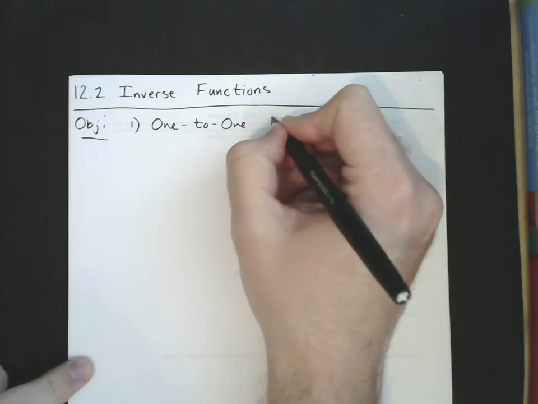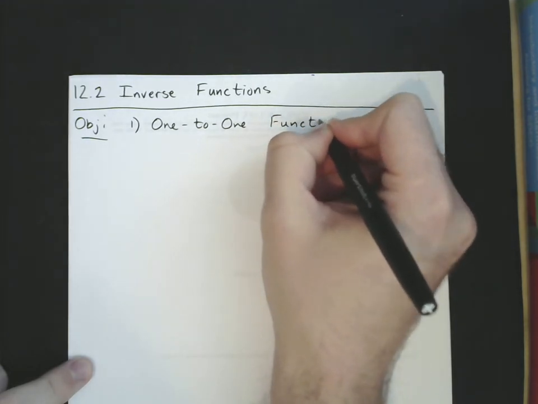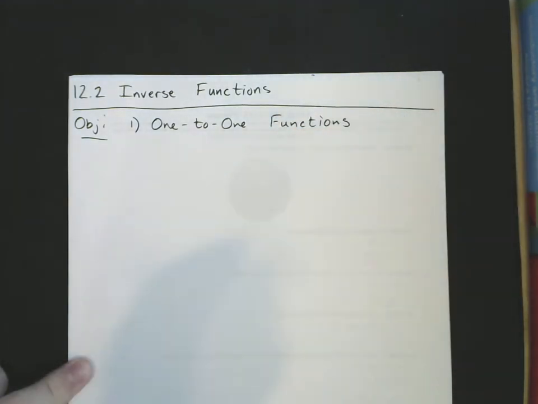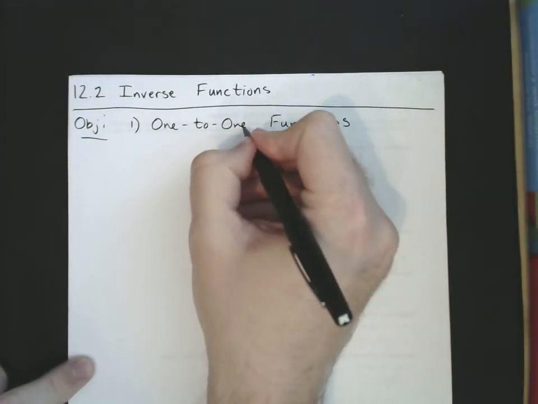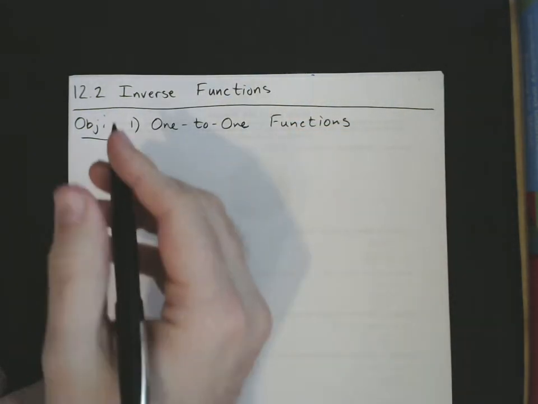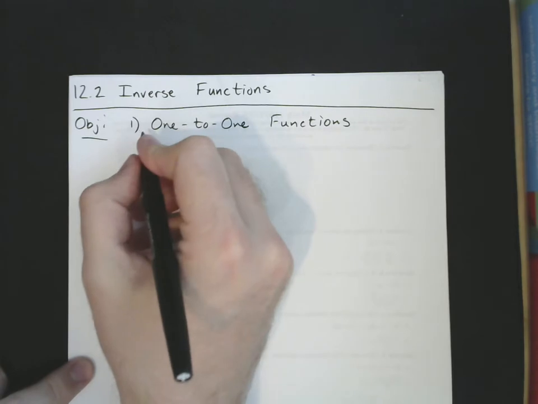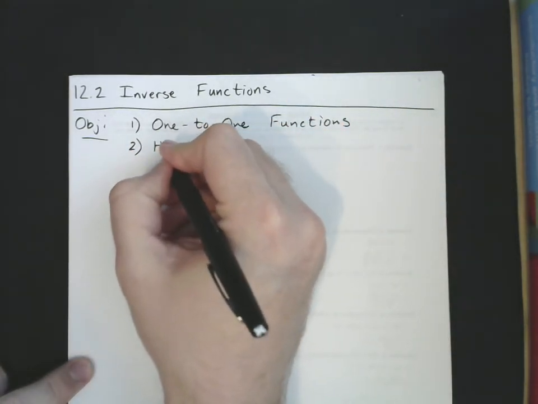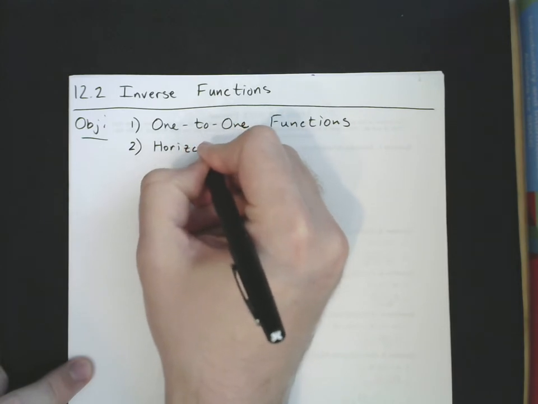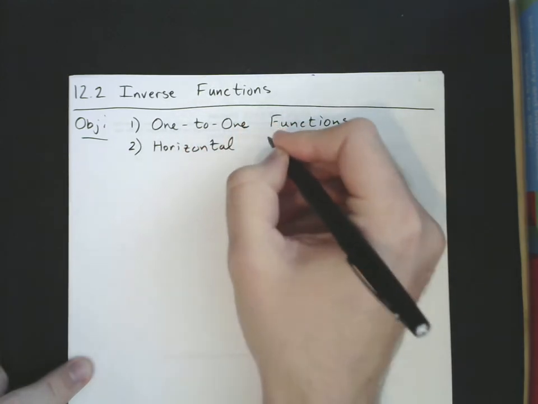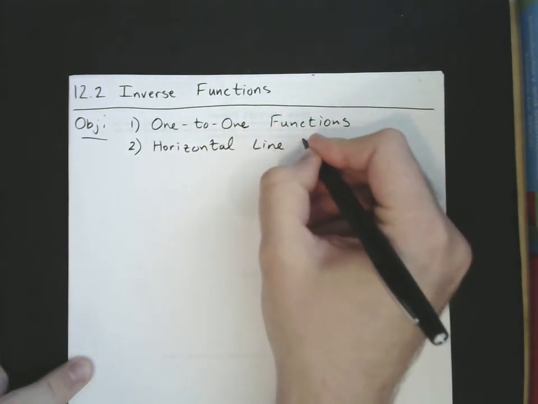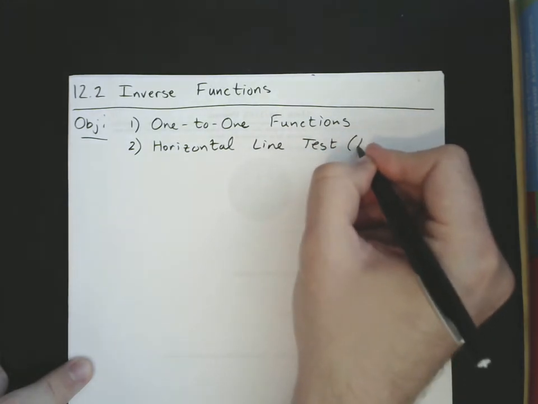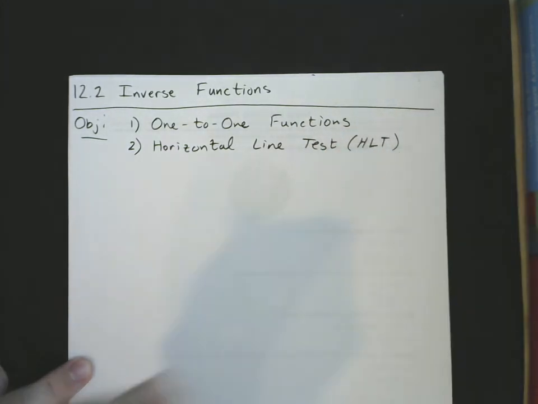One-to-one functions. So this is a property that some functions have and some don't, and we want to define it and figure out how to test for it. And that test that we use is the horizontal line test, or HLT, because I'm lazy.